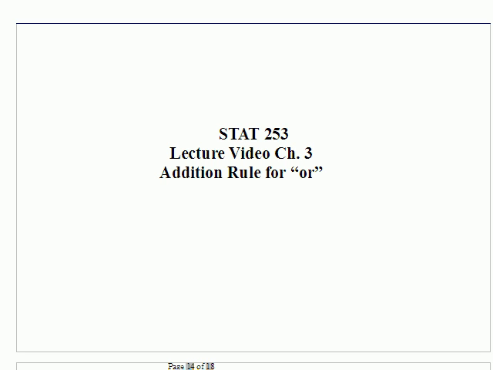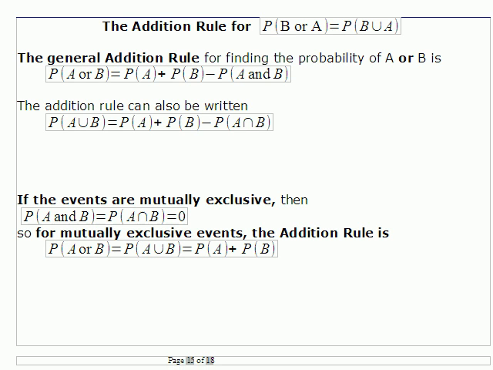Now let's look at the rule for computing the inclusive OR, and this will be the addition rule. So here is the general addition rule for finding the probability of A or B, remembering this is union. OR means union. That will be the probability of A plus the probability of B, and then subtraction minus the probability of A and B.